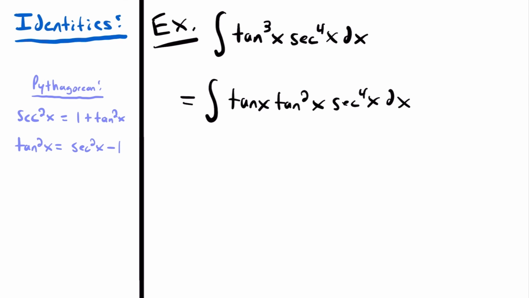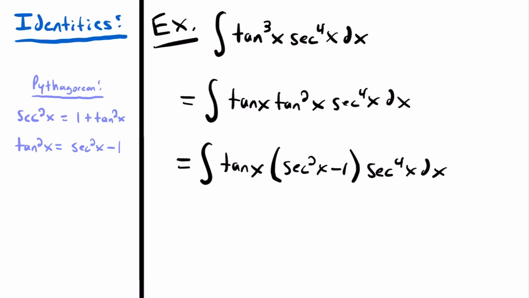And so what we need to do is rewrite tangent squared x, which we got from splitting up our odd power, with a Pythagorean identity. Remember that tangent squared x is equal to secant squared x minus 1. And so we'll have that this is equal to the integral of tangent x times secant squared x minus 1 times secant to the fourth power of x dx.